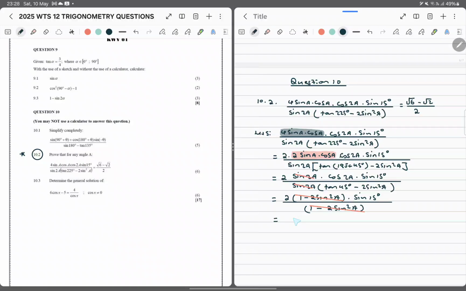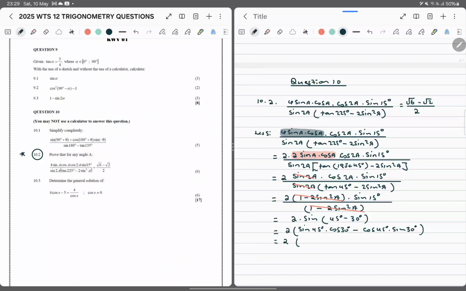And then what do we end up with? It's 2 times sine 15 degrees, which is 45 degrees minus 30 degrees using special angles, over 1. In fact, we leave it like that. This is the same as 2 into, now we expand this. It's going to be sine of the first angle, cos of the second angle. The sine remains, cos of the first angle, sine of the second angle.